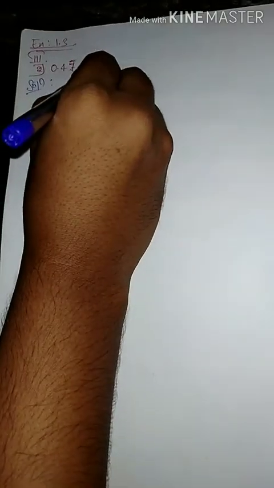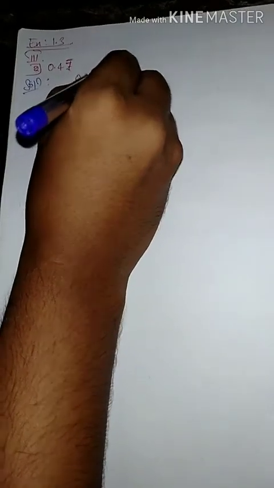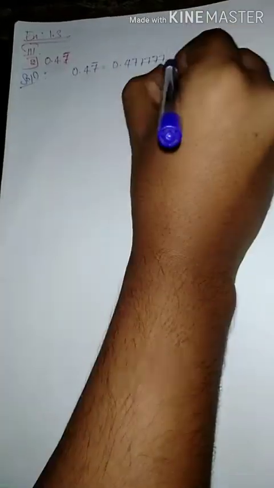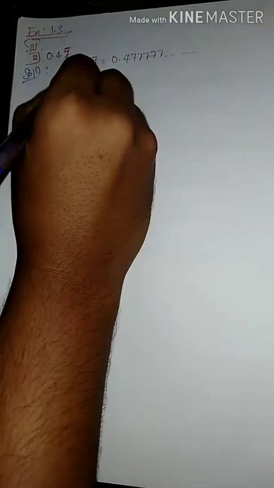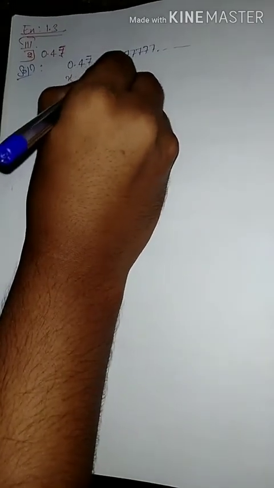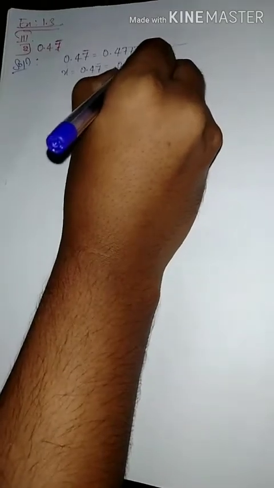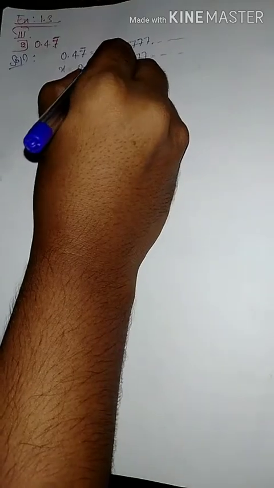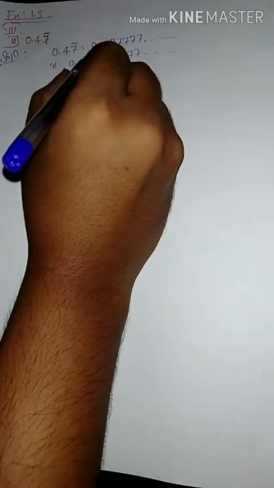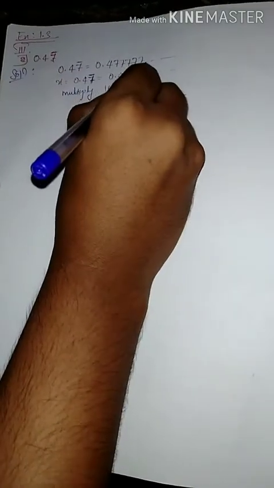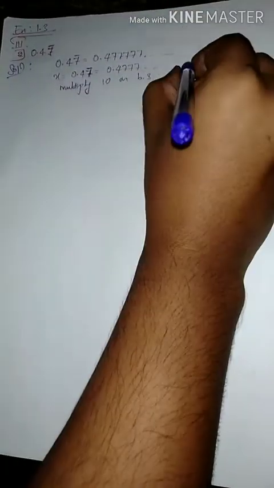Therefore 0.47 bar is equal to 0.4777, and so on. Let us consider x is equal to 0.47 bar, which is equal to 0.4777, and so on. So students, here also there is a bar over 7 only, over 1 digit only. Therefore multiply 10 on both sides. So this is called equation number 1.